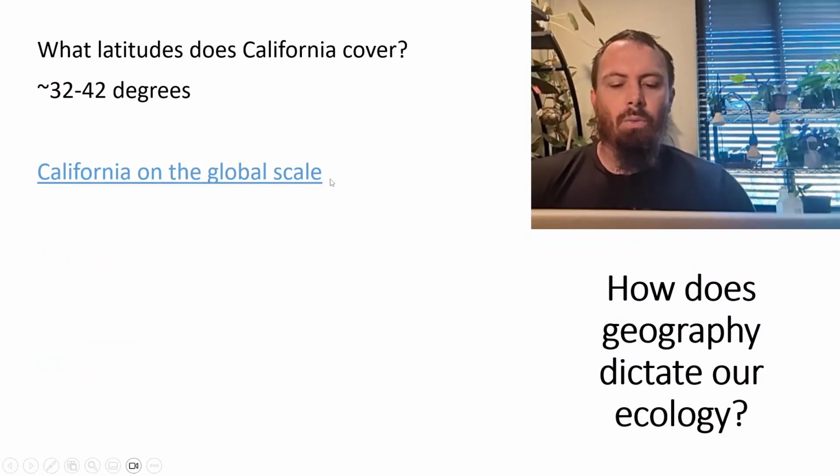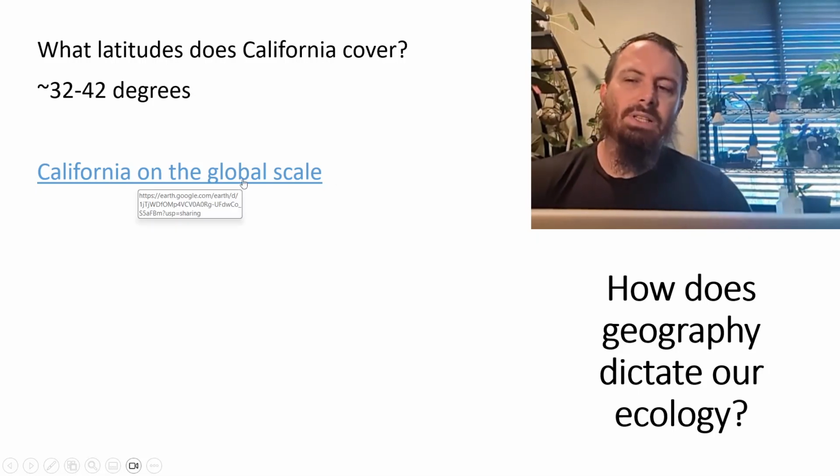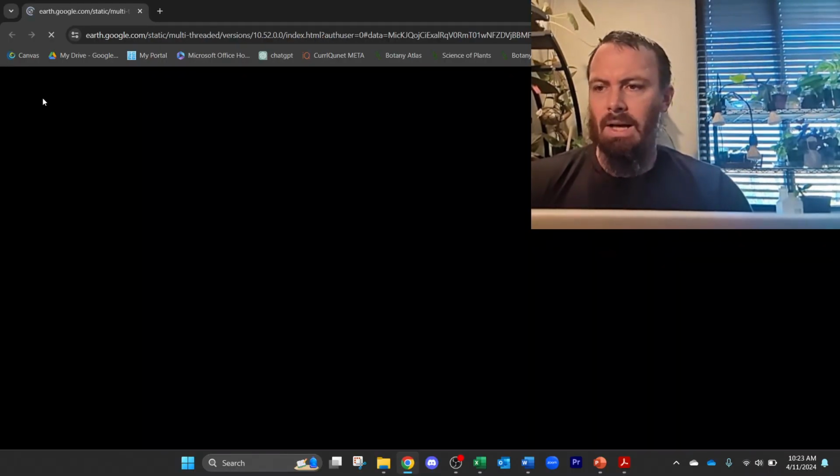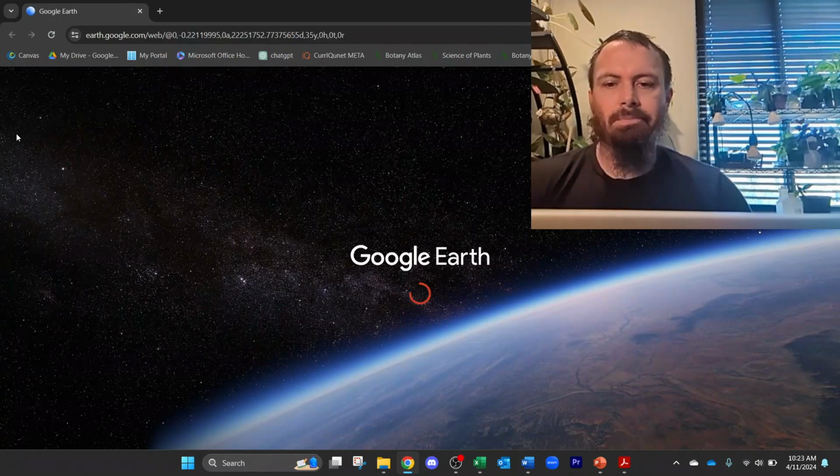Now, we also need to understand where California sits on the global scale. California sits roughly between 32 and 40 degrees latitude. If you're not familiar with what latitude is, I'll pull up a map here.